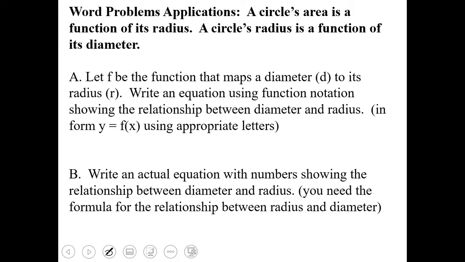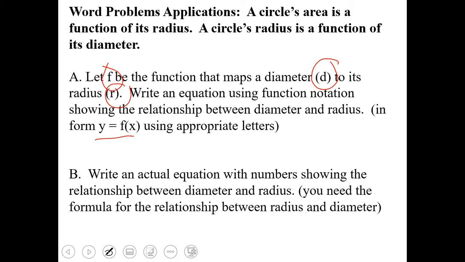In part A, I'm telling you to let F be a function that takes a diameter and turns it into a radius. Write an equation using function notation showing the relationship between diameter and radius. Basically what that means, I want you to write something that looks like y equals f of x, but I want you to use it with the letters that pertain to this problem. So the letters in question here are a diameter and a radius.